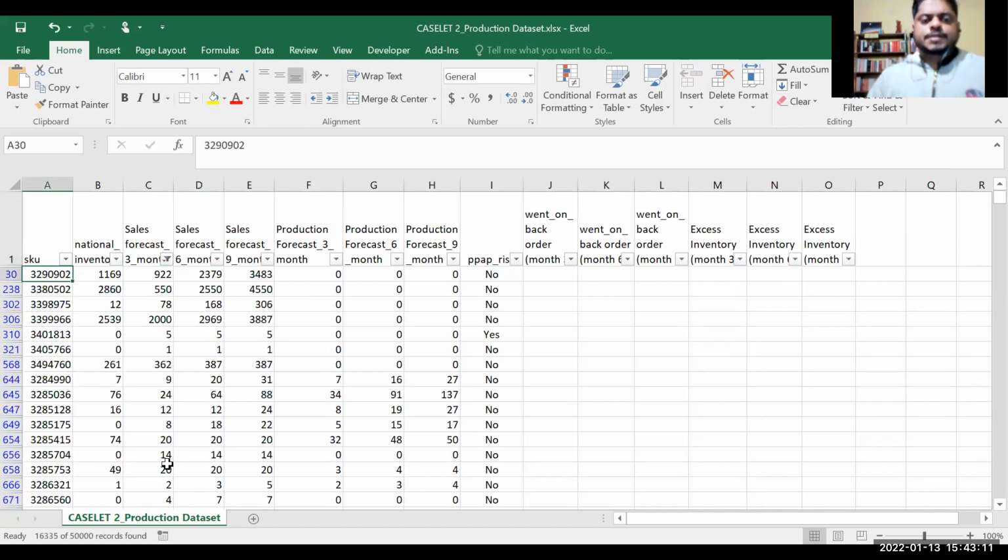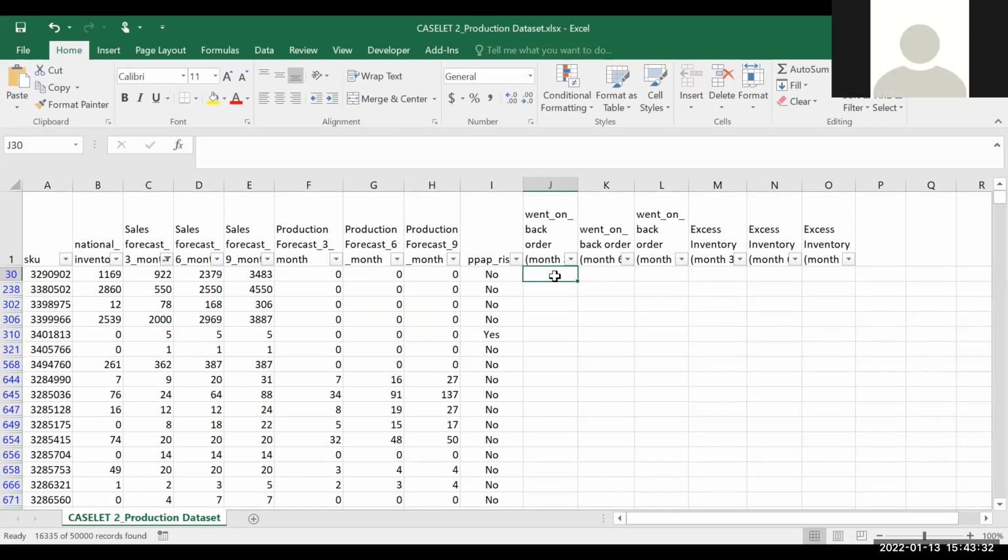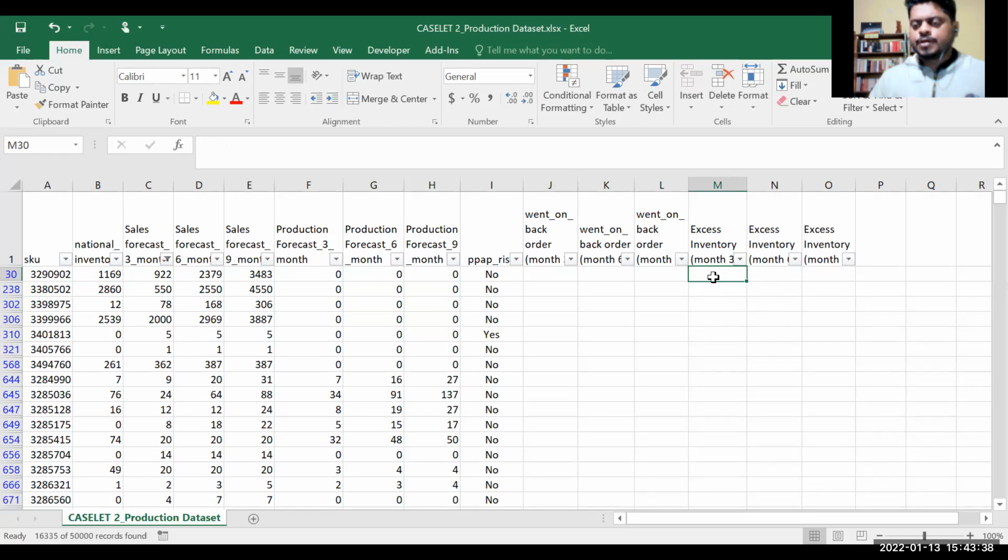Think about this SKU, right? What has happened now? I have inventory of 1169. Sales forecast for the next 3 months was 922, right? So what will happen on month 3? Will that be a backorder? No, sir. Excess inventory. That will not be a backorder. So what you have to do here is write excess inventory, yes, here.